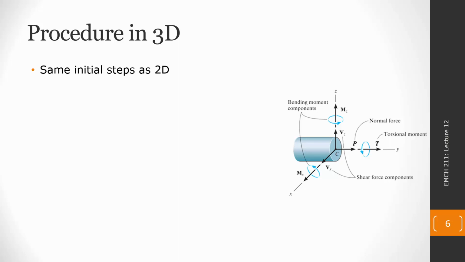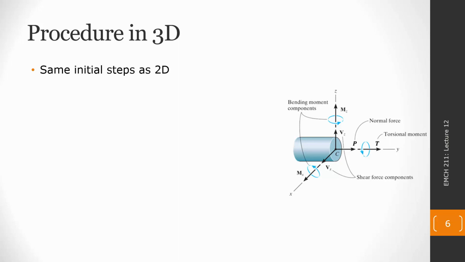Then we're going to take one side of the cut or the other. Again, generally we want to take the side of the cut that just has less going on, so there's less to write in our equations. And then we're going to draw a free body diagram for the section that we just created. On that cut surface, we've now exposed 6 internal loads when we have a 3D shape.